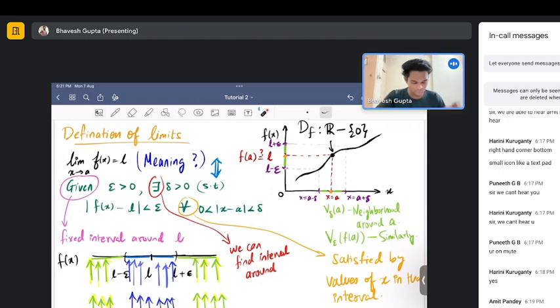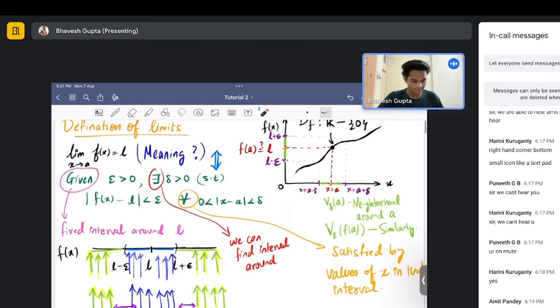So whenever I'm able to construct this definition, I would say yes, the limit exists. And if f of a is not equal to L, then we will redefine our function at x equal to a such that they become equal. For example, you might have a point over here but not here, so I'll just redefine my function over here. That's it. I hope this answers your question, right, Amit?